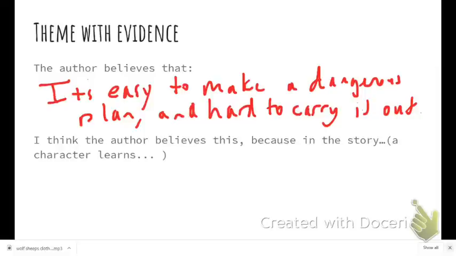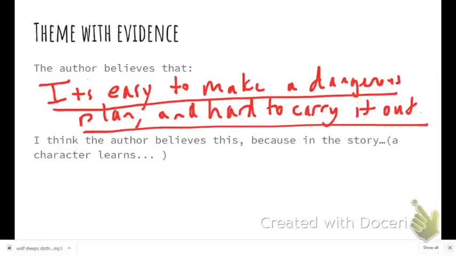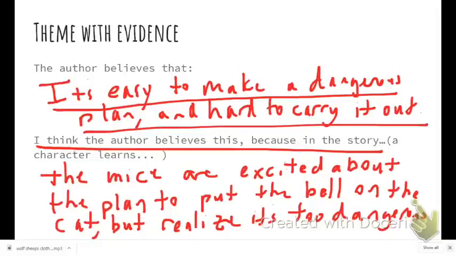Okay, here's my theme. I think it's easy to make a dangerous plan and hard to carry it out. The reason I think the author believes this is because in the story, a character learns. The mice learn. Well, it's easy to come up with a plan like put a bell on the cat, but when it comes down to it, they realize no one wants to do it. It's too dangerous. So I said the mice are excited about the plan to put the bell on the cat, but realize that it's too dangerous. So I think the author believes this because the mice are excited and they realize it's too dangerous. Okay, so that's my evidence in the story.